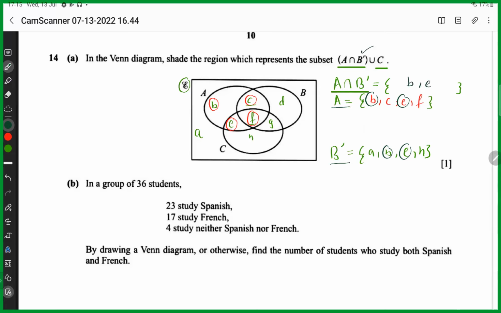Any confusions with A intersection B complement? Ask me again. You can ask me 100 times. I would not mind. No, ma'am. Okay. Urva? No, ma'am. Sherban? No, ma'am.